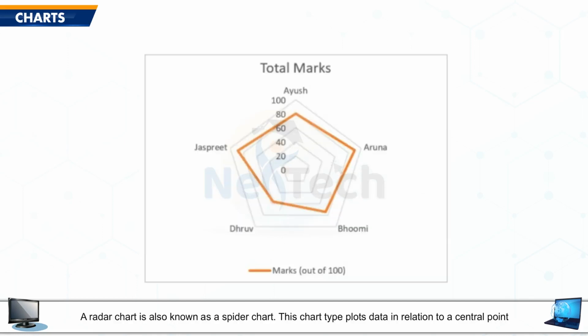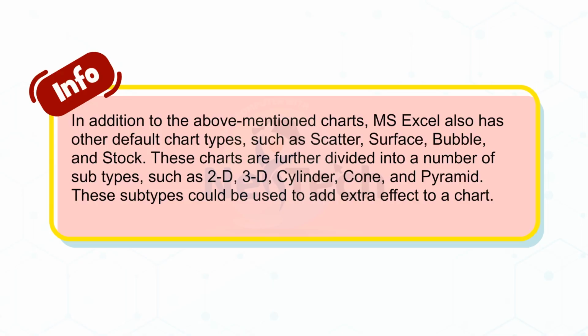Radar chart. A radar chart is also known as a spider chart. This chart type plots data in relation to a central point, with concentric circles. It is used to compare the values of 3 or more variables. It is great for observing performance or survey data. The data of the same series forms a ring.